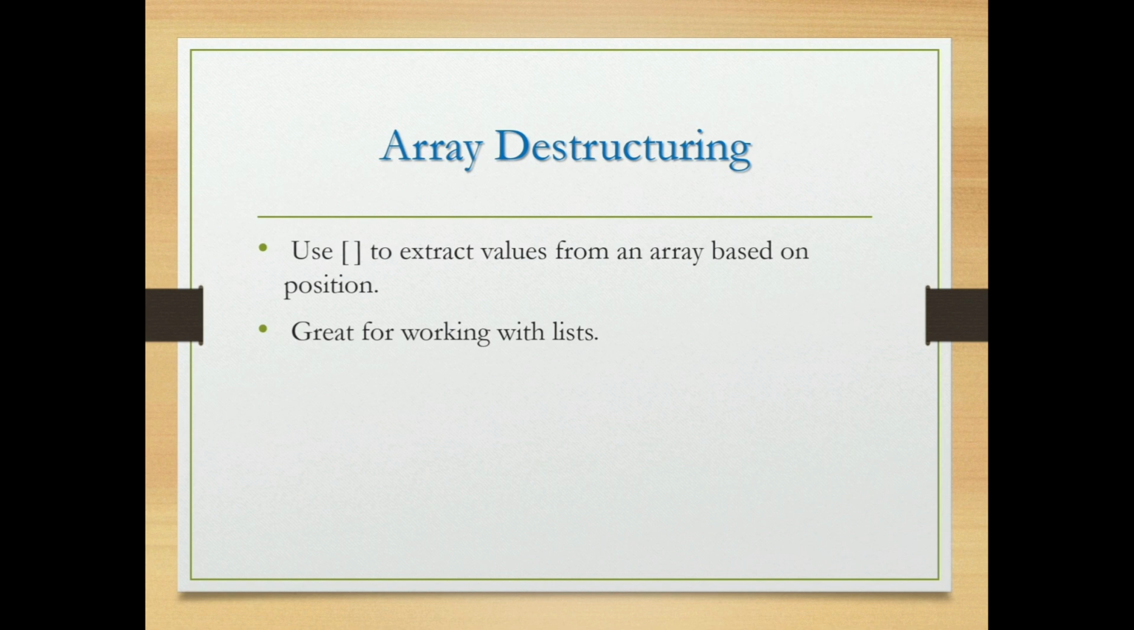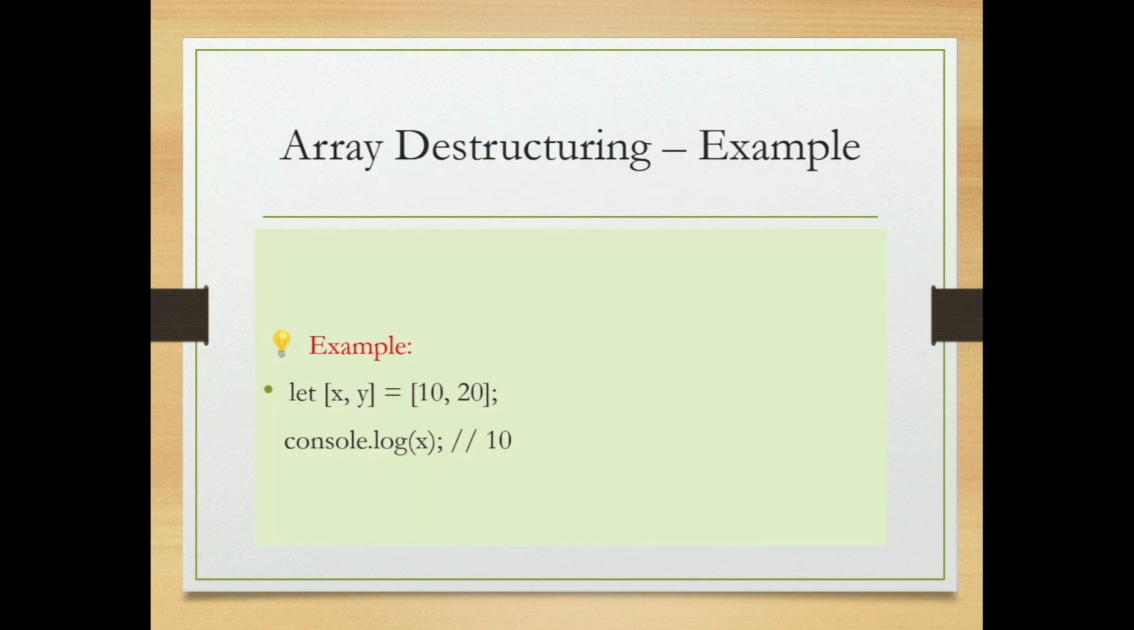Array destructuring uses square braces to extract values from an array based on position. This is great for working with lists. Next, we will see one simple example. Here I am taking two values, x comma y. The values of x, y I am taking 10 comma 2. Here I am printing x, it displays 10.